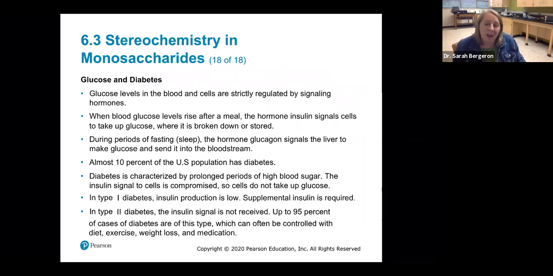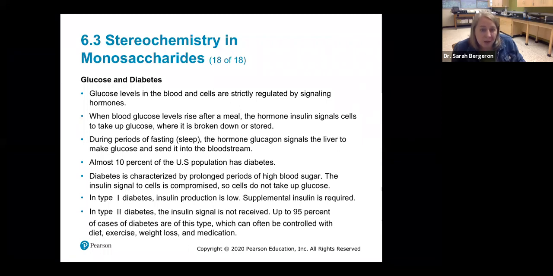Okay, and then our last one, I guess I should have put this earlier, but it's okay. Glucose and diabetes. Glucose is super, super important. If we can't regulate the amount of glucose in our bloodstream, then we end up with a disorder called diabetes. The way that our bodies regulate the amount of glucose inside of our blood versus inside of our cells is through hormones. There are two hormones that are super important. The first one is insulin.